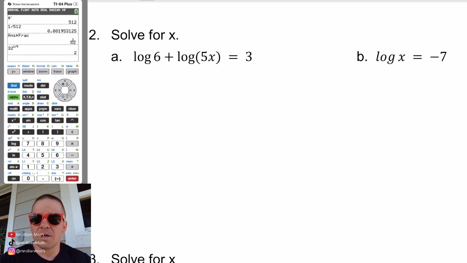I'm feeling orange. So we've got ourselves log of 6 plus log of 5x equals 3. Oh, this is kind of like the first one, right? So I got log base 10 and we got 10 right here, right? We're going to condense it into 1. You know what I'm going to do, I'm going to pause it right now and work this problem out since it's the same as the other one, and then see if we get the right answer.